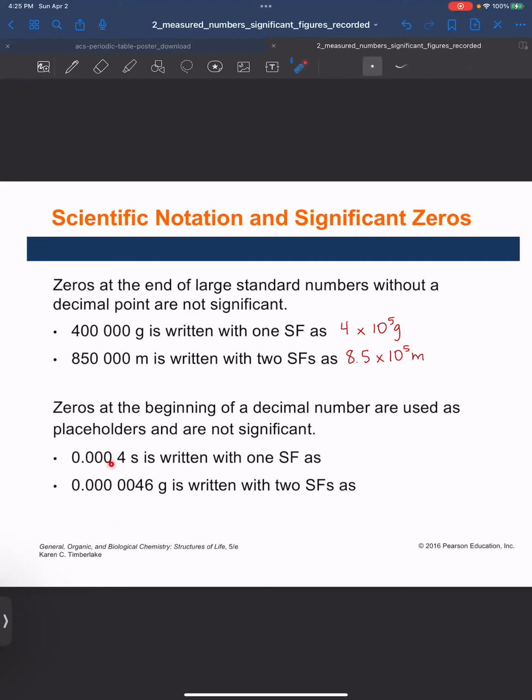Remember that zeros preceding the first non-zero number are not significant. So this value only has one significant figure, and to write that in scientific notation, you would write what? 4 times 10 to the, excellent, -4 seconds. What about the second measurement? To two significant figures, it would be 4.6 times 10 to the negative. Let's see here. We have 1, 2, 3, 4, 5, 6 to the -6 grams.